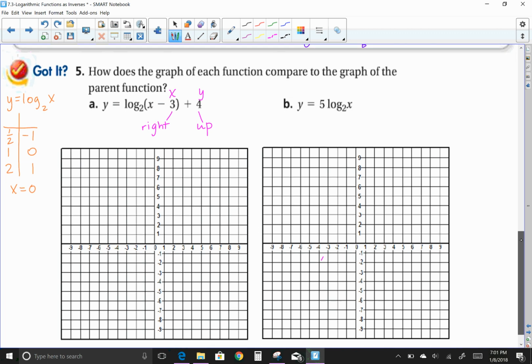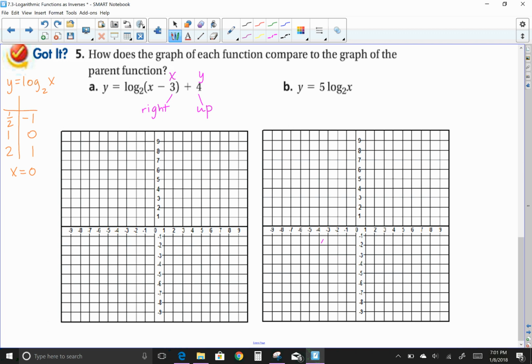So what am I going to do to each of those? What am I doing to each x value? If I move it to the right, that means I'm adding 3 to each x value. If I'm moving the graph up, what am I doing to each y value? I'm adding 4. So 3 plus 1/2 is 3.5. 3 plus 1 is 4. And 3 plus 2 is 5. So those are my x values. Adding 4 to each of those: -1 plus 4, 0 plus 4, and 1 plus 4.